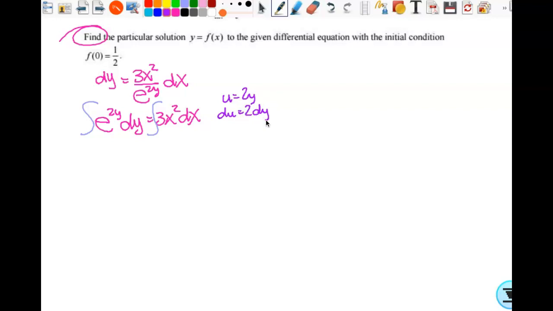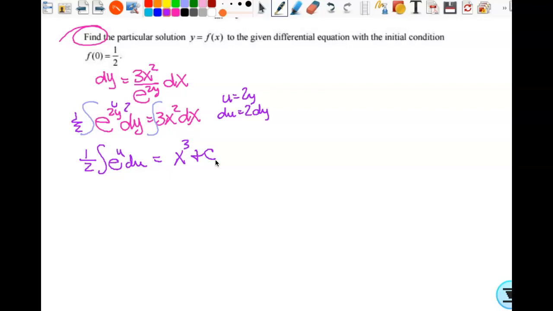Right? So that means I've got to multiply this by 2 and this by 1/2. And then I can treat that as a u, even if I don't want to rewrite it. So I can rewrite it: 1/2 times the integral of e to the u du equals... do I need to do any u stuff on the right? No. And so this is just going to be x cubed. Would you agree with that? Because I'm going to add 1 and then divide by 3, and then I can put my plus c.